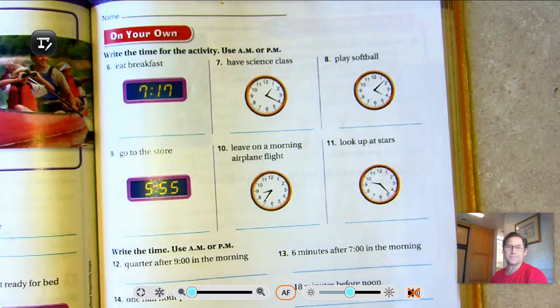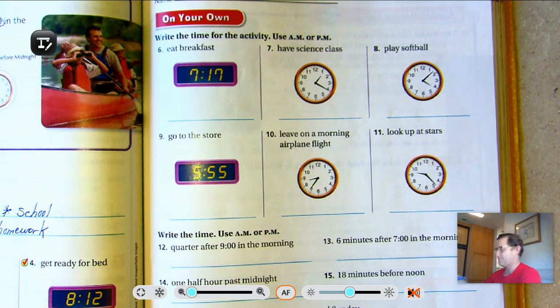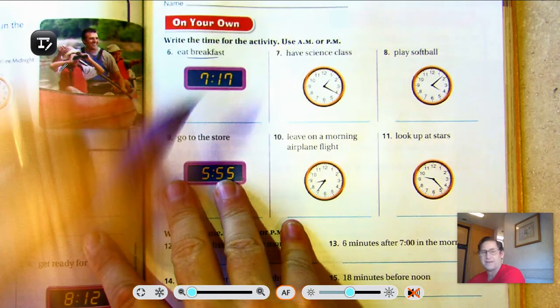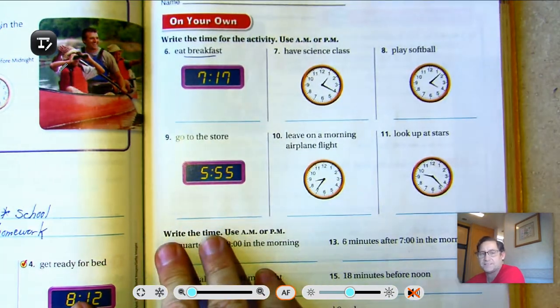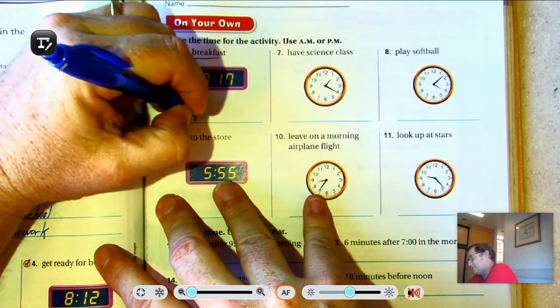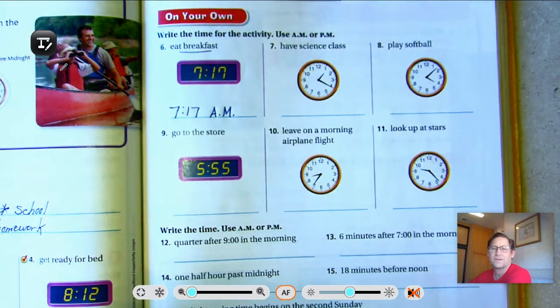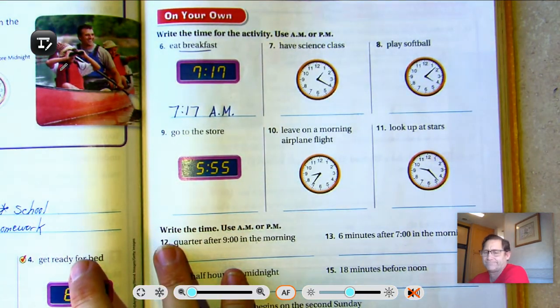All right, 4:13. Write the time for the activity, use AM or PM. Eat breakfast. Okay, again, most people consider breakfast to be in the AM hours. So 7:17 a.m. Have science class.